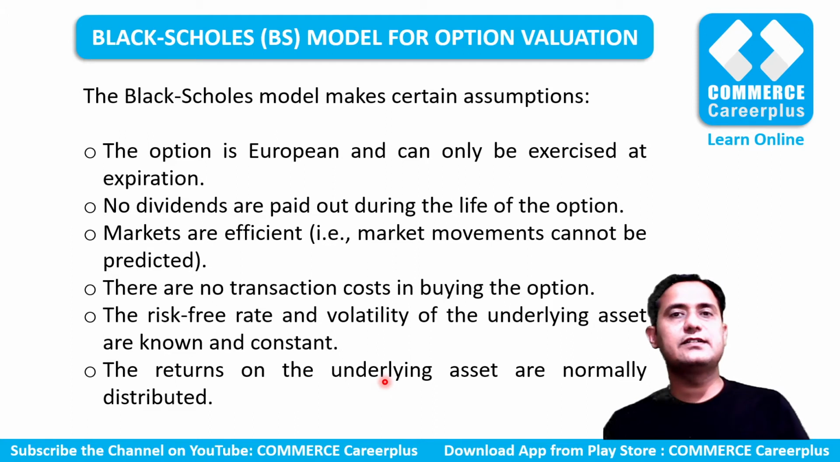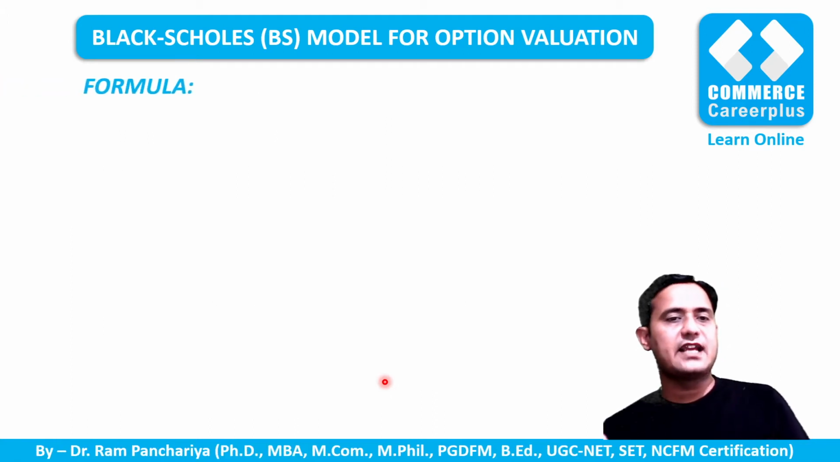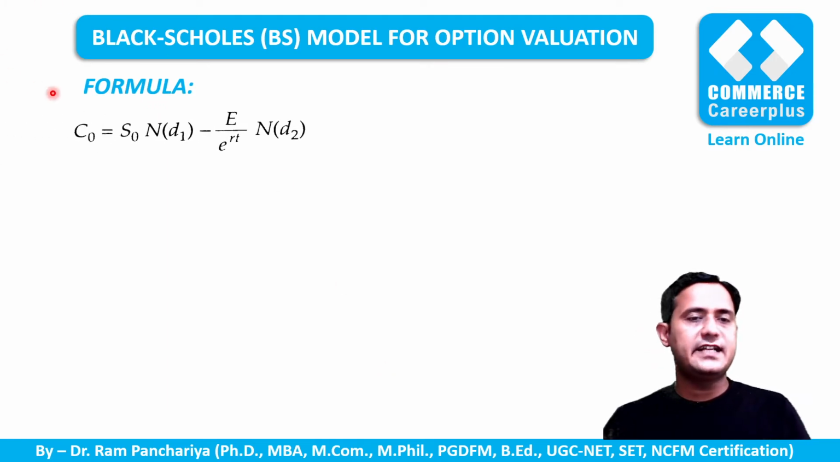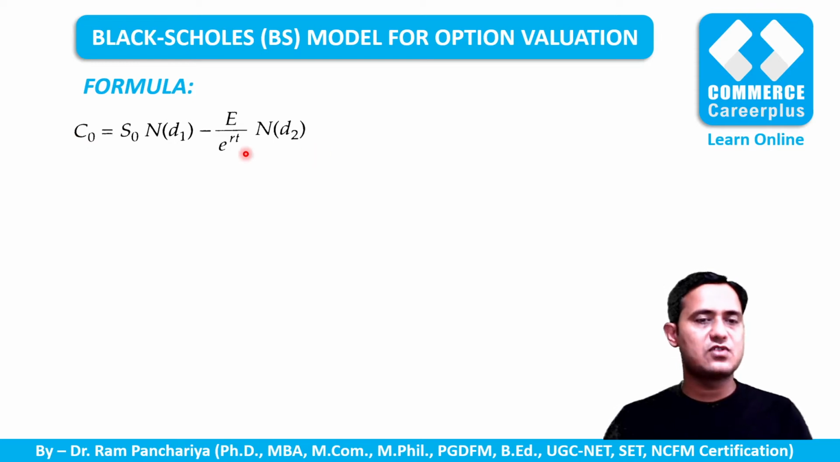Now we will discuss the formula of Black-Scholes model. The formula for Black-Scholes model is given here. So this is the formula. C0 equals to S0 multiplied by ND1 minus E divided by E to the power RT multiplied by ND2. Again I repeat, C0 equals to S0 multiplied by ND1 minus E divided by E to the power RT multiplied by ND2.